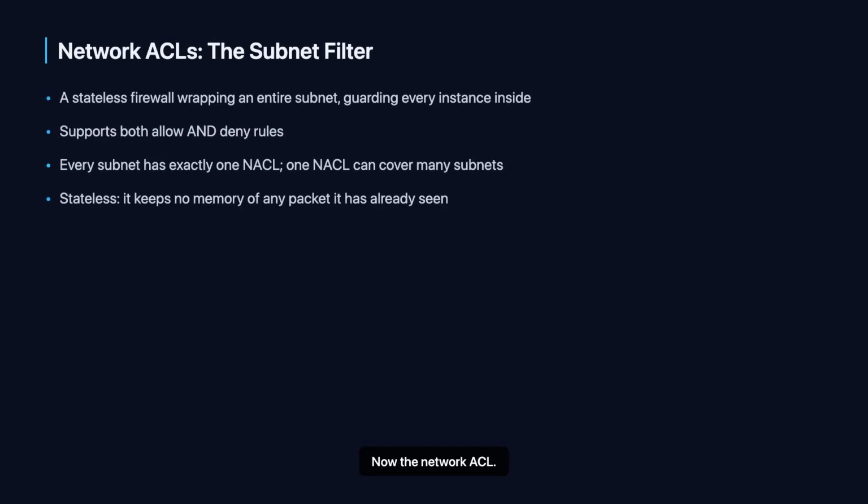Now, the network ACL. Instead of guarding one instance, it wraps an entire subnet, so it protects every instance inside that subnet at once. And here's the capability the security group doesn't have. A NACL supports both allow and deny rules. That deny power is the whole reason it exists. Every subnet is associated with exactly one NACL, though a single NACL can cover several subnets if you like. And the property that defines its personality, it's stateless. It keeps no memory whatsoever of any packet it has already seen.